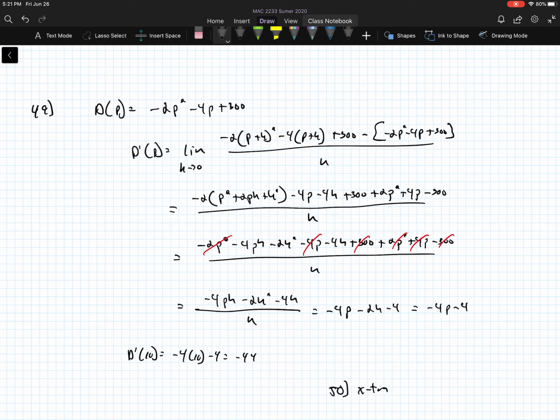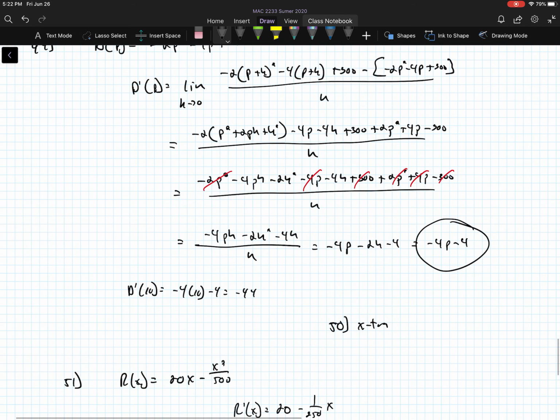Now, number 49 is a word problem. What they're asking you to do is find, so this is the demand function, the demand for the product when the price is equal to 10. And so D of p is equal to -2p squared minus 4p plus 300. We find the limit as h goes to 0. We end up with -4p minus 4. We plug in the 10, so D prime of 10 just gives us -44. So there'll be a decrease of 44 units if the price goes up to $10.